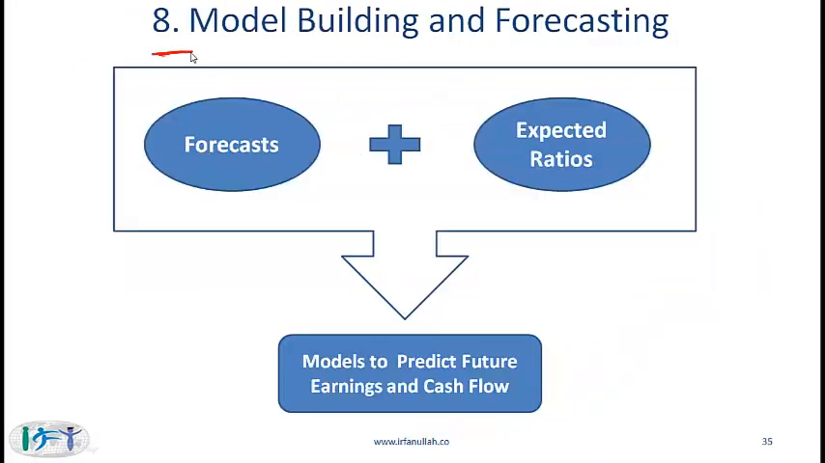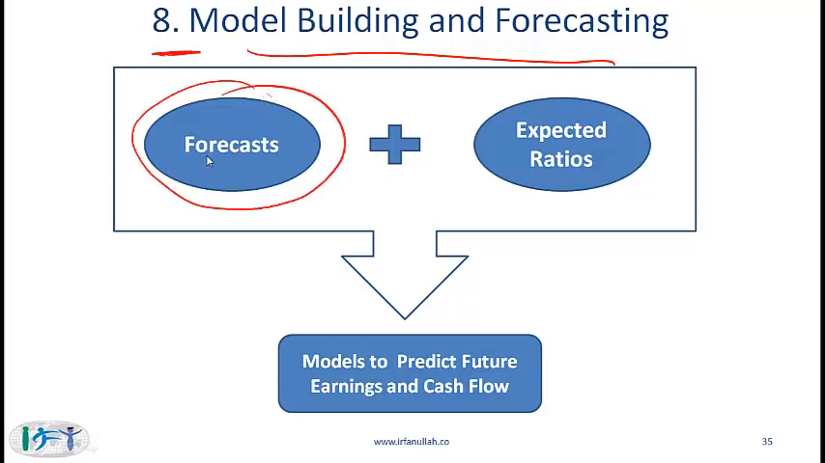Finally, Section 8, Model Building and Forecasting. I have captured the essence of what is explained in this picture. In order to come up with a model which predicts future cash flows, we need to forecast. The most important item to forecast for a given company is the sales numbers. Then we can look at expected ratios such as the gross profit margin.